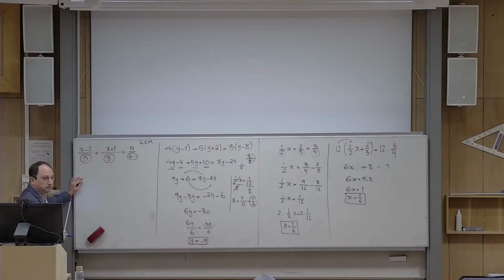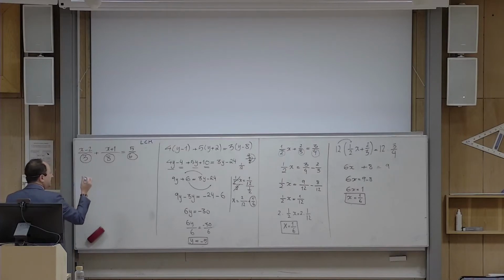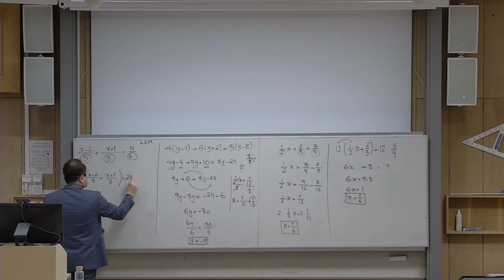So what's that number? 24. We cannot find a number smaller than 24. So 24 is divisible by 3, it's divisible by 8, and it is divisible by 6. No other number smaller than 24 has this property. Yes, so you need to multiply everything by 24. The proper way of writing is this. You multiply the left-hand side by 24, which is x minus 2 over 3 plus x plus 1 over 8. And then you multiply the right-hand side by 24 as well.